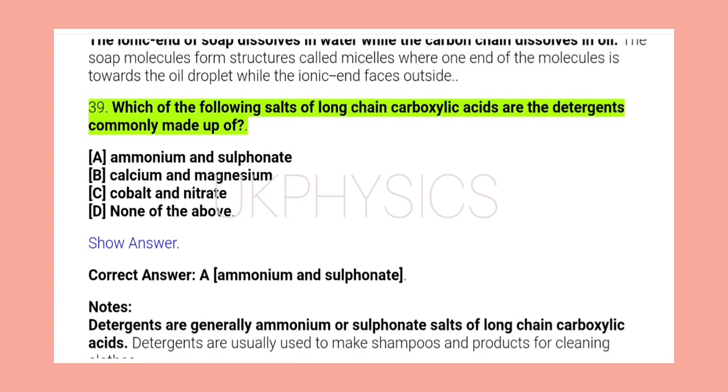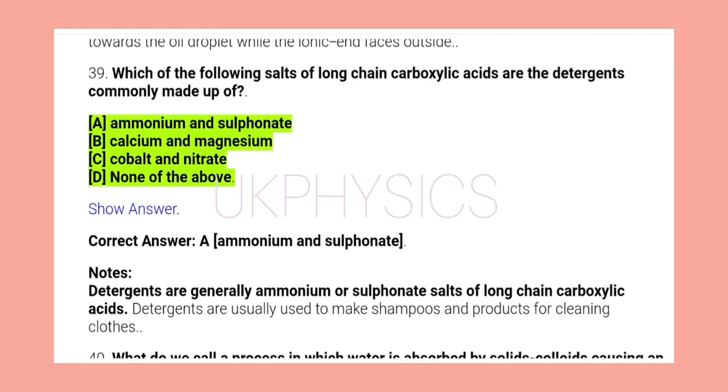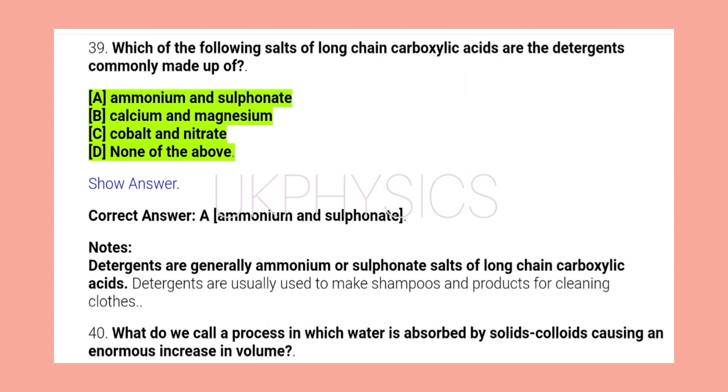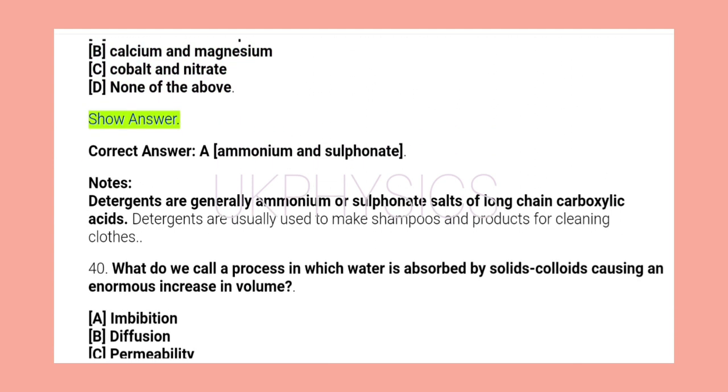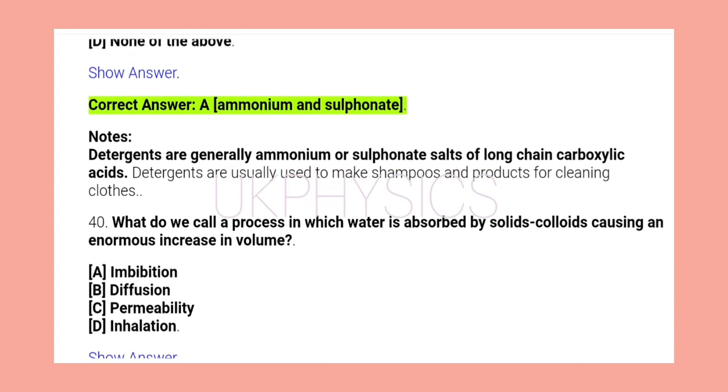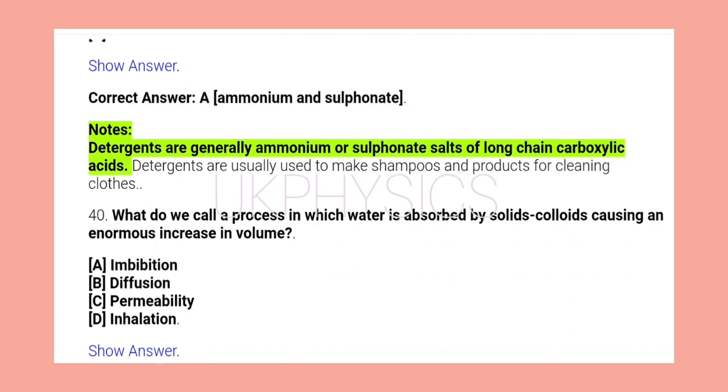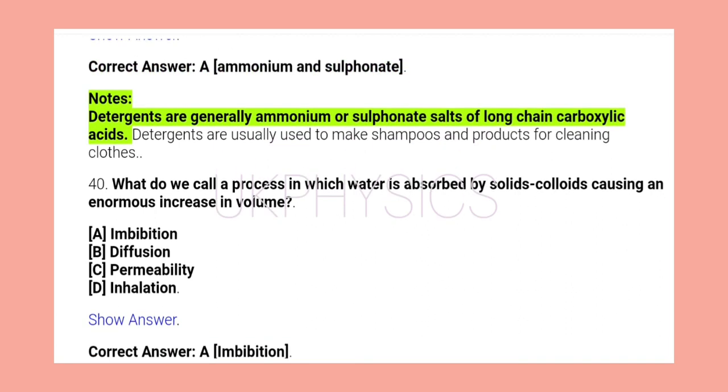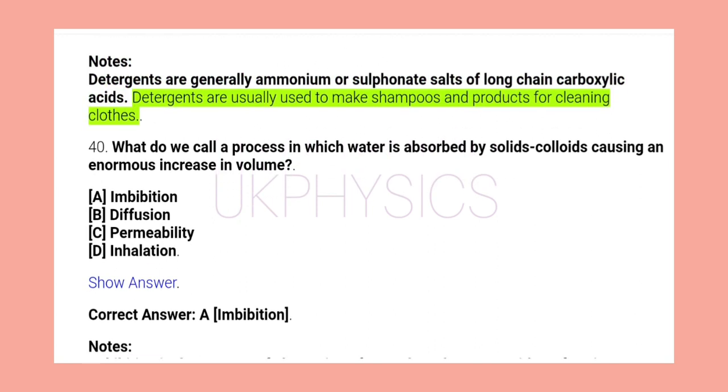39. Which of the following salts of long-chain carboxylic acids are the detergents commonly made up of? A. Ammonium and sulfonate, B. Calcium and magnesium, C. Cobalt and nitrate, D. None of the above. Show answer. Correct answer, A. Ammonium and sulfonate. Notes: Detergents are generally ammonium or sulfonate salts of long-chain carboxylic acids. Detergents are usually used to make shampoos and products for cleaning clothes.